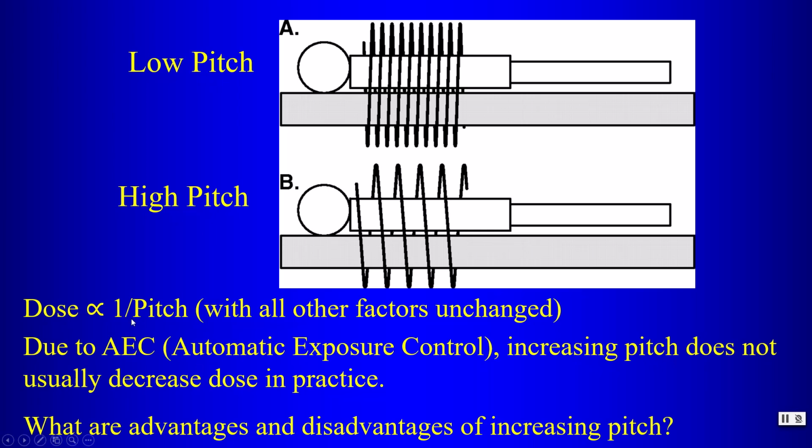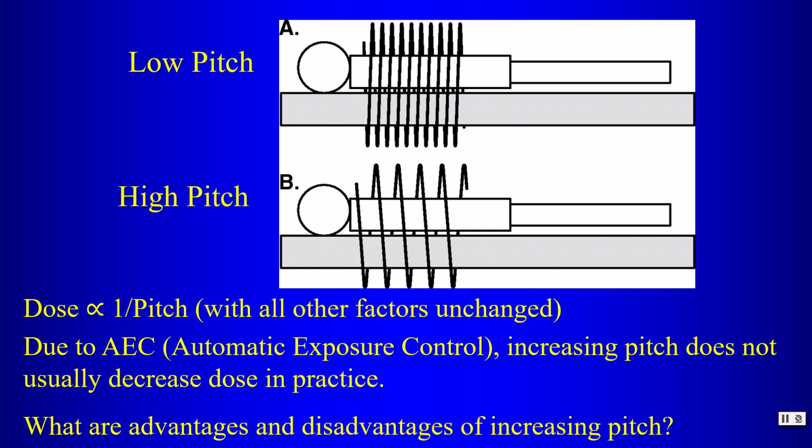So the dose here will be related inversely to the pitch, assuming that all other factors are unchanged. But there is one caveat: if you're using automatic exposure control, which we will discuss in a little bit, increasing the pitch does not usually decrease the dose, because your automatic exposure control will take into account the fact that you have increased the pitch in the protocol and will usually adjust the mA to maintain a constant dose.